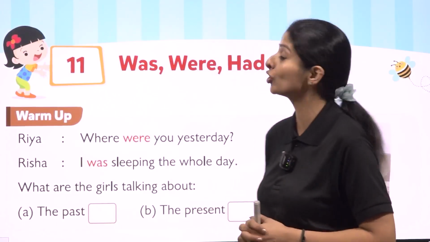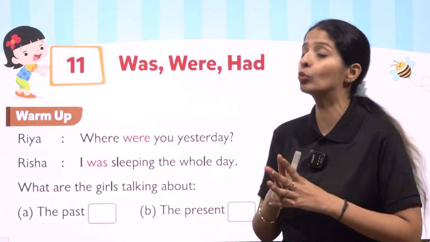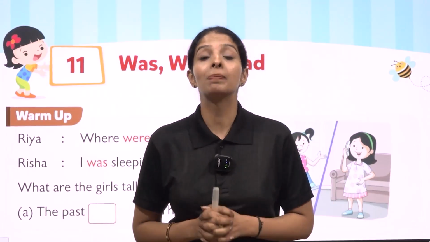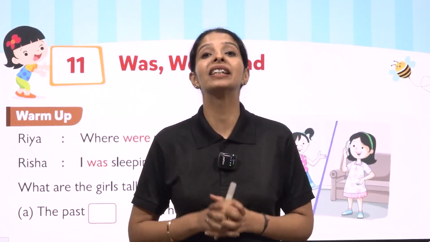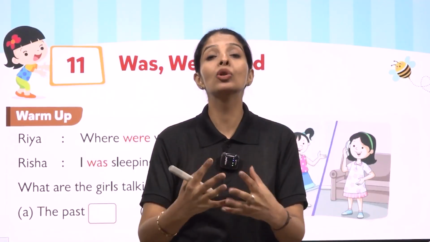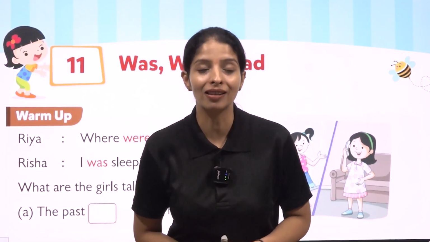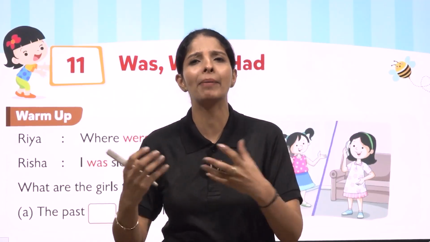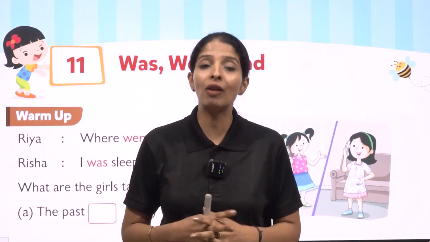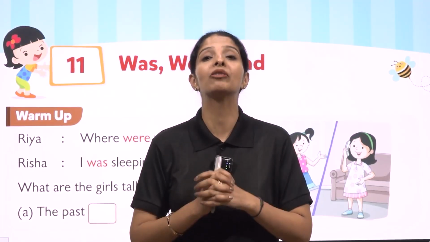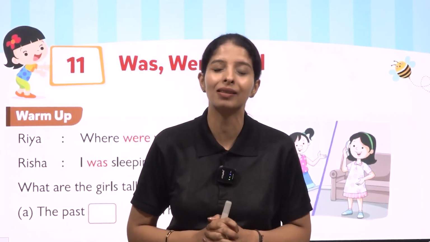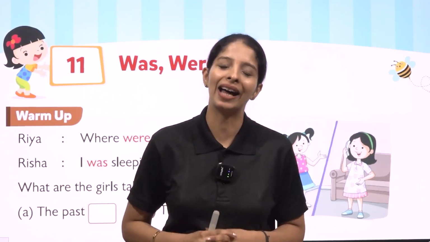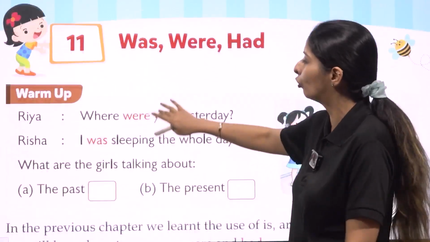The chapter for today's session is chapter number 11: was, were, had. Children, these are the helping verbs, but here one thing is that we use these when we talk about the past. In the previous session, we talked about the helping verbs for the present, like is, am, are, has, have. Today, we'll talk about the helping verbs that we use when we talk about the past: was, were, had. Let's begin the session with a warm-up.